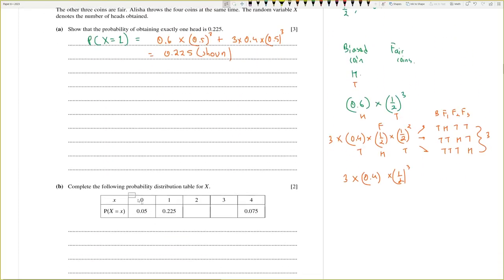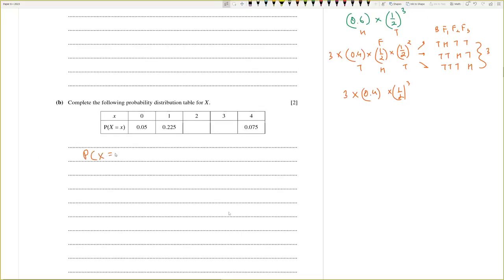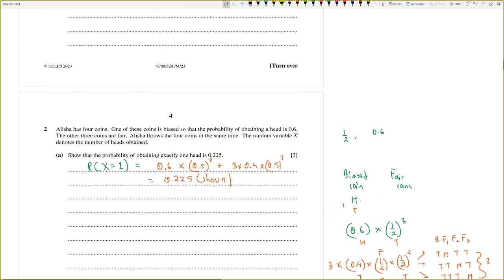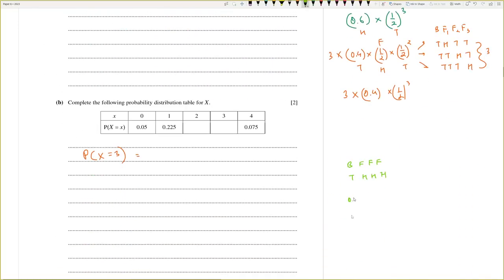So this is 0.225. We can just find out one of them and then subtract the other one. Okay. So let's go for 3 because it's going to be easier. P(X = 3). How is that going to work? We're getting 3 heads, alright? So 3 heads. How does that work? Basically, in the biased coin, you can get a tail. And in the 3 fair coins, you can get heads. How will that work? So tail on the biased coin is actually 0.4, right? So that's 0.4 times 0.5 cube.